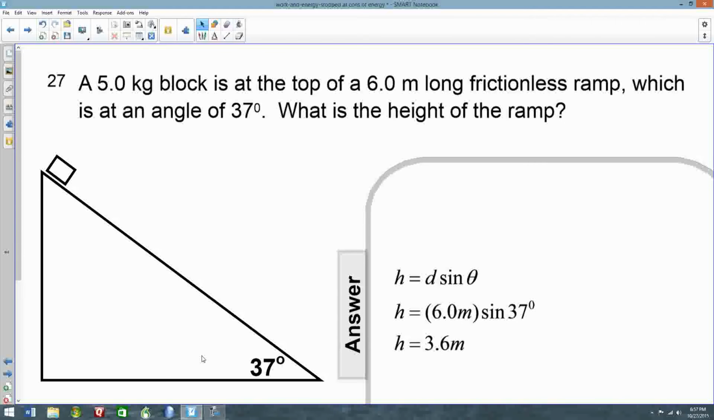The height is equal to d sine theta, so we take the 6.0 meters and multiply by the sine of 37, and you should end up with 3.6 meters. If you've done this correctly and you do not get 3.6 meters, check and make sure that your calculator is in degree mode and not radian mode.